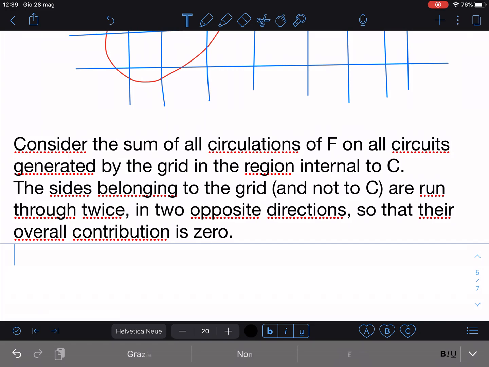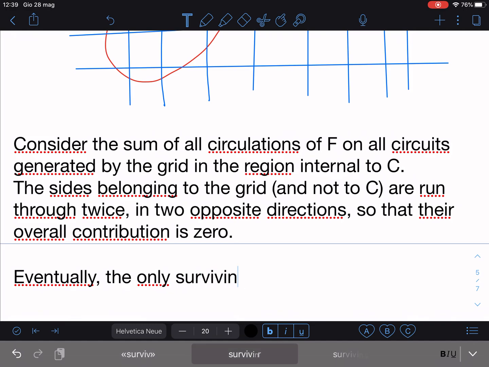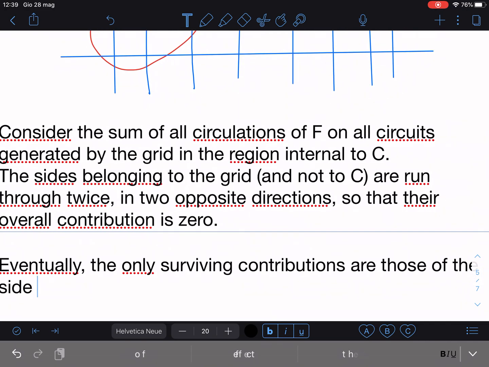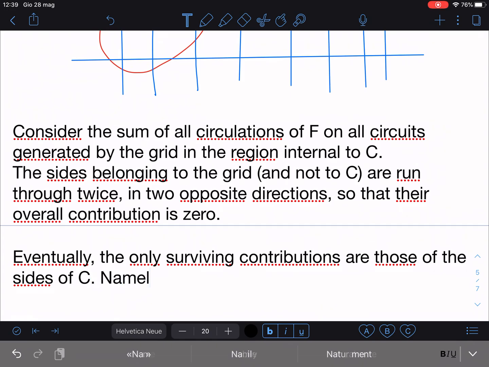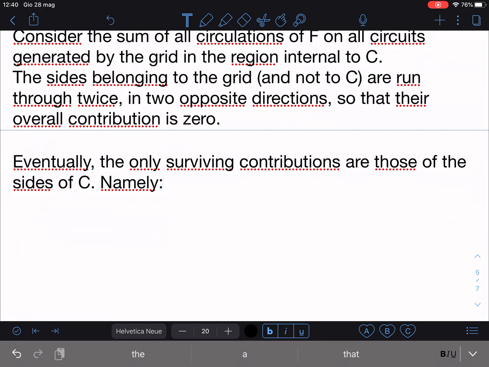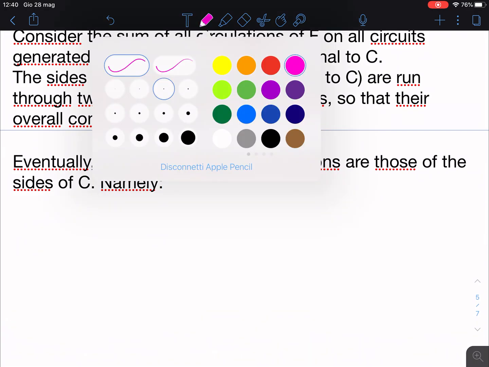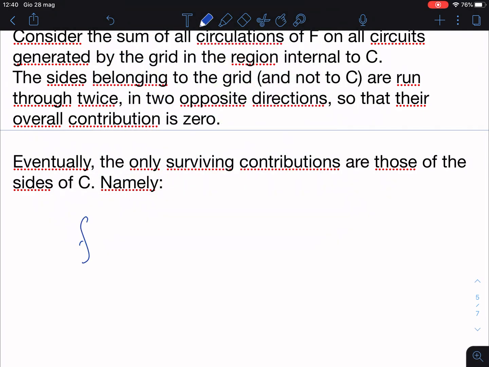So eventually, the only surviving contributions are those of the sides on the original curve C. Namely, as a final formula, we have the following: the circulation we had to compute originally, F times dr, can be written as the sum over all i of the circulation on Ci of F times dr.